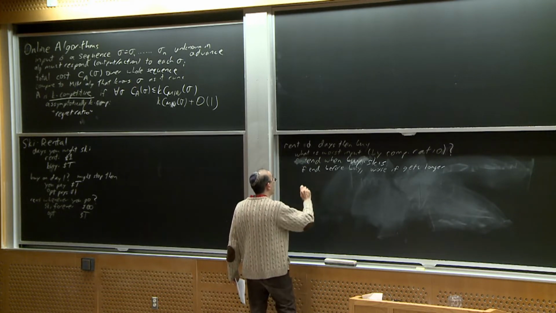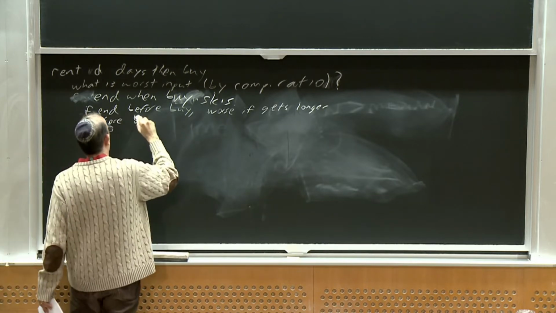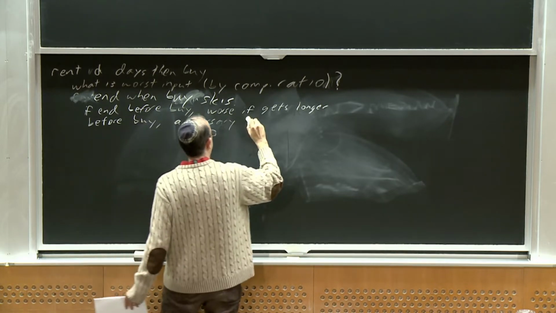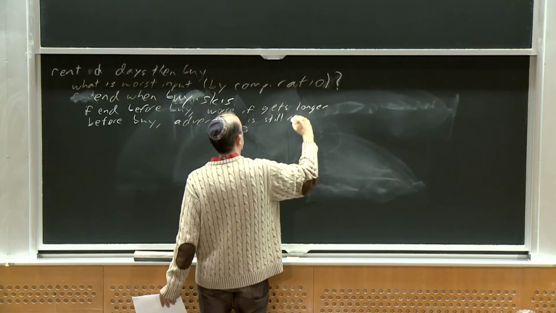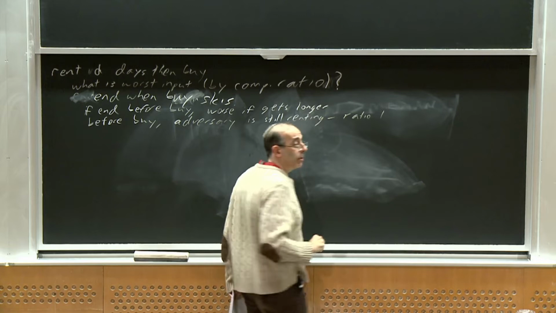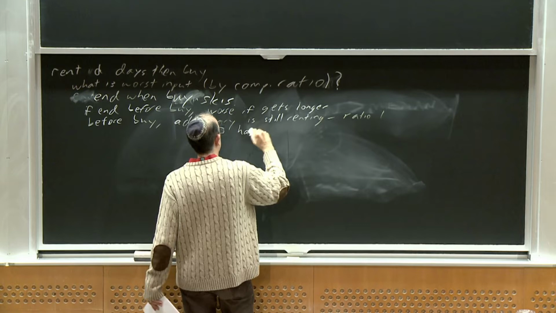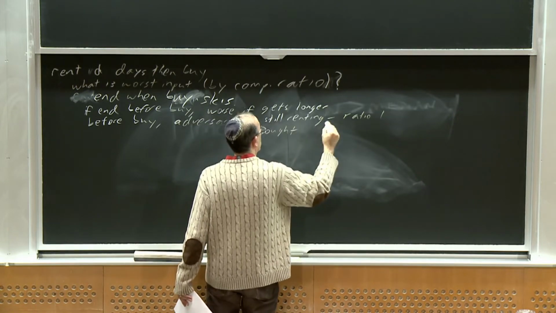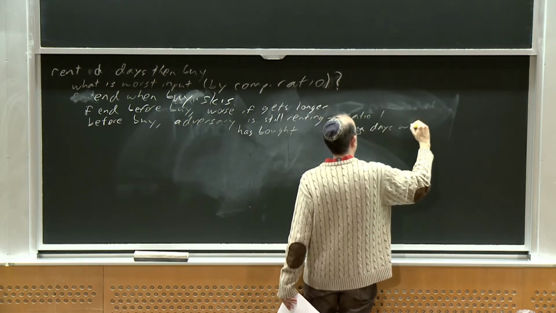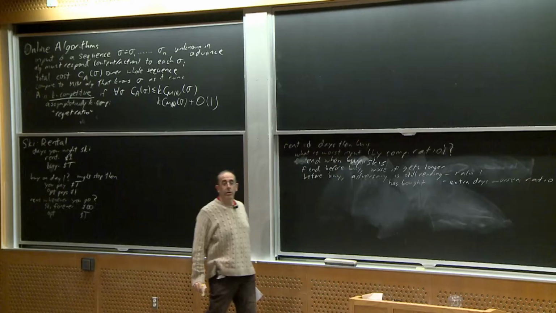So basically, before I buy the skis, the adversary is either still renting, which would give me a ratio of 1, right, since we're both renting? Or possibly the adversary has bought. Okay. But then extra days only make things worse, right?